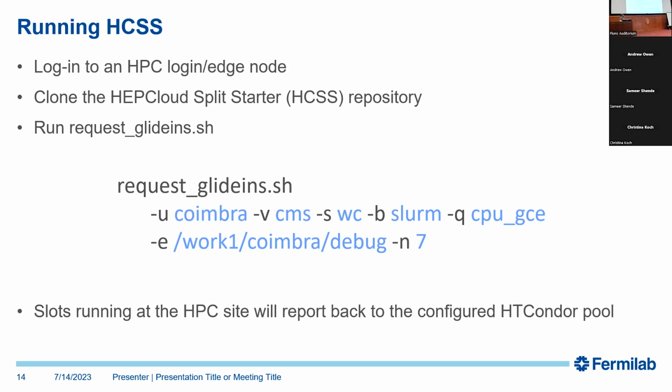So ideally, this script will submit the glidings. They will be queued up on the local batch system. Once they start running, they will report back to the configured control pool, and then they will act just as normal slots.